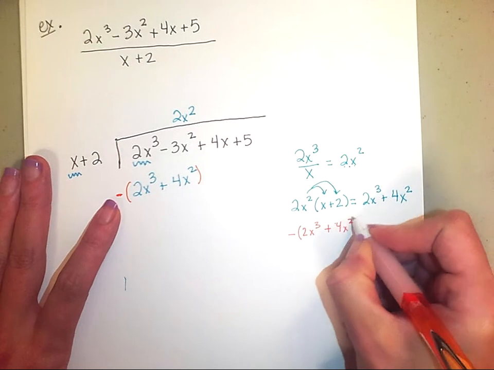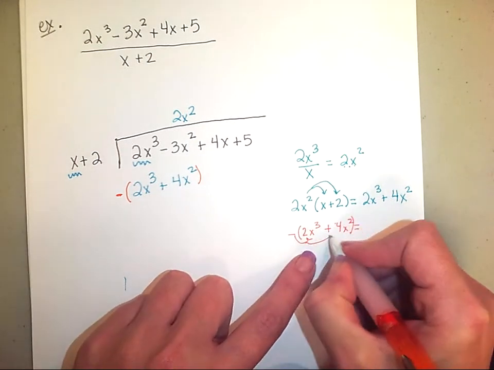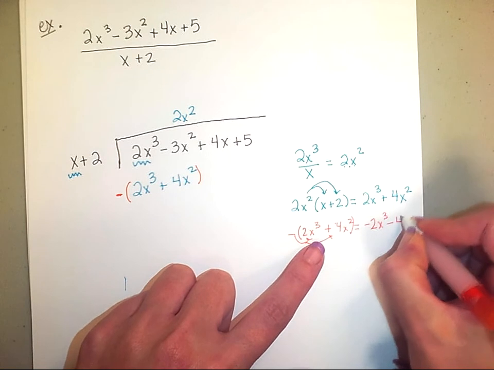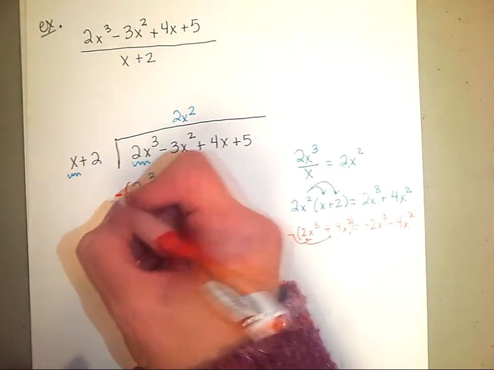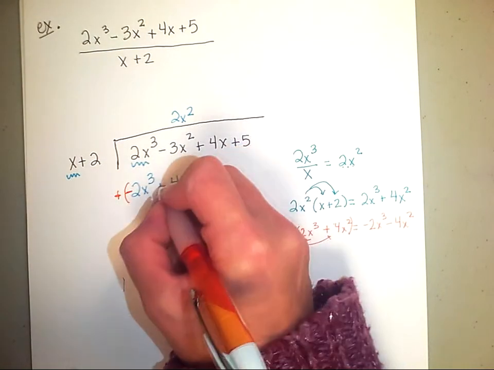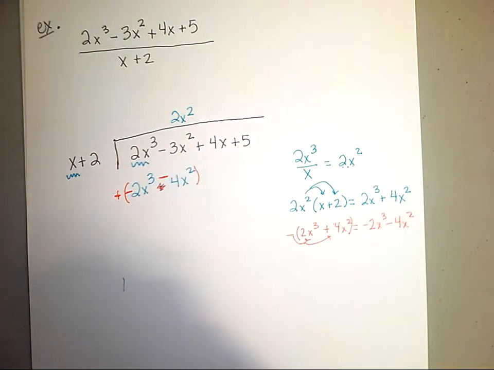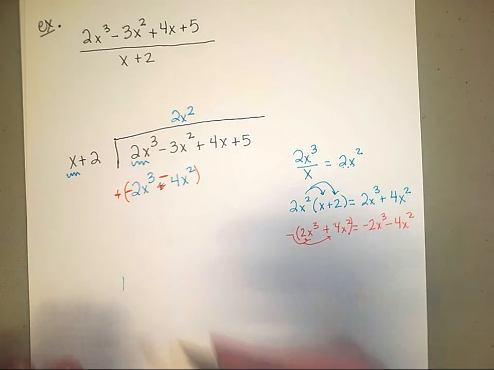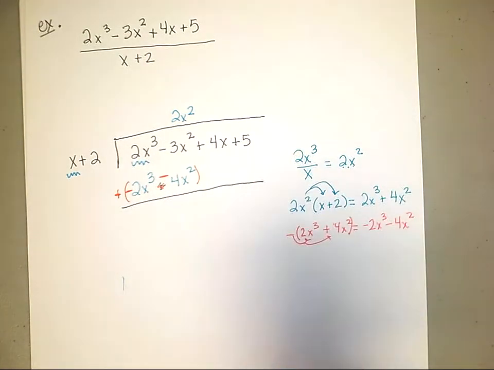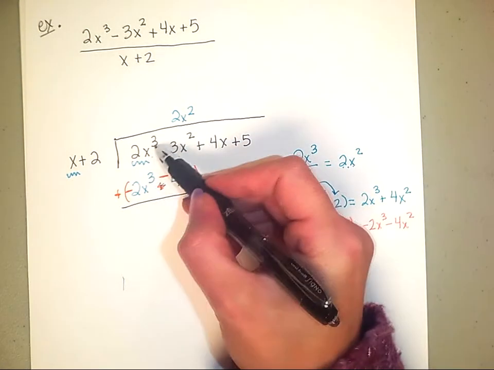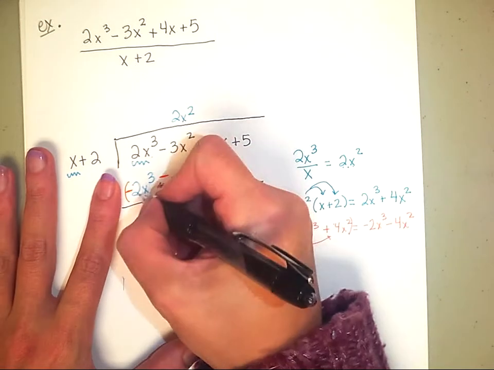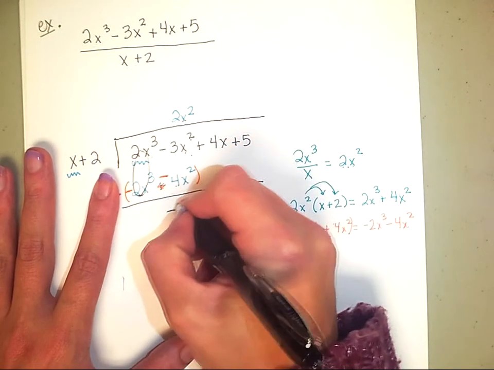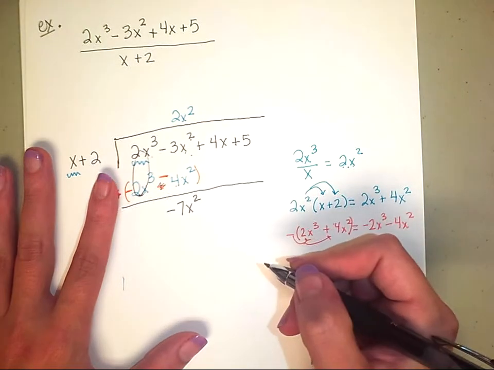Okay. So if I was to distribute that through, it would change the signs to become negative 2x cubed minus 4x squared. Okay. So let's just look at it that way. So minus and minus. Now let's subtract. So 2x cubed minus 2x cubed is 0, and minus 3x squared minus 4x squared is minus 7x squared.